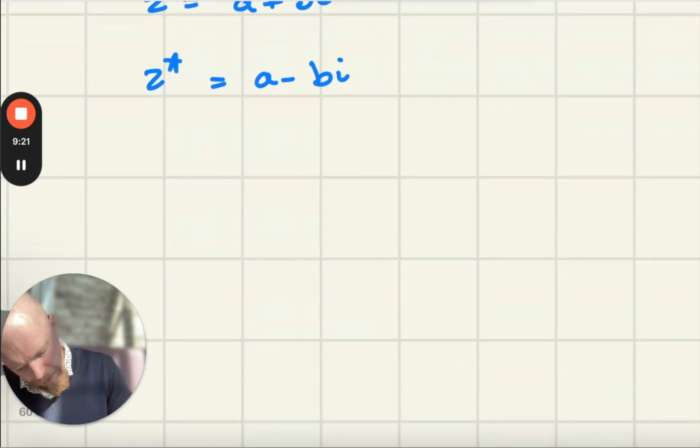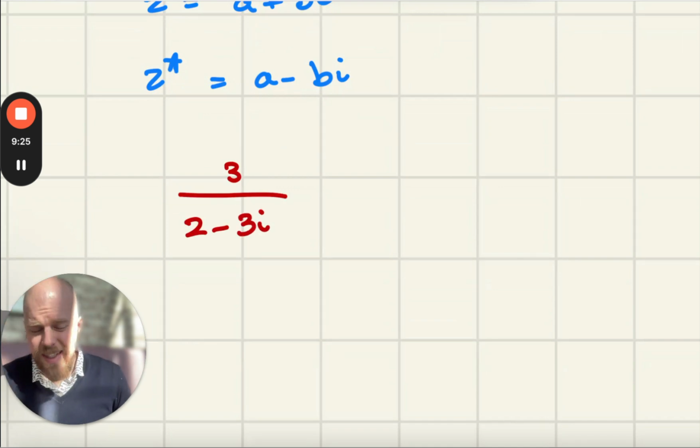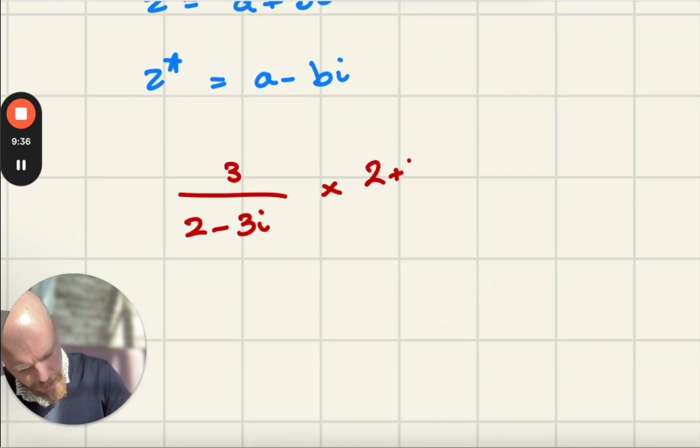Let's say I have a complex number, 3 over 2 minus 3i. This isn't very nice at the moment because you have the complex number bit at the bottom and you want just the i's at the top. What I do is I multiply by the complex conjugate. So I change the sign of the i to be 2 plus 3i.